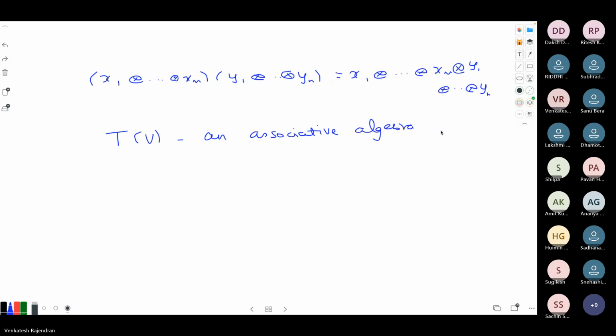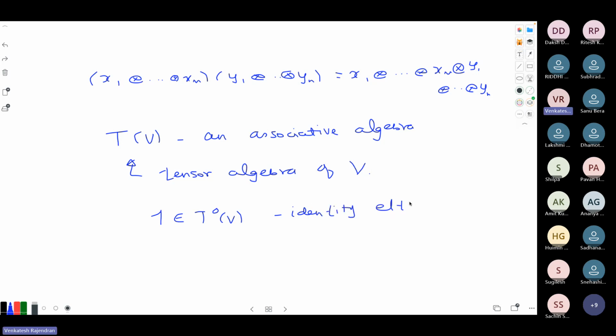Okay, and this is also called the tensor algebra of this capital V. Now note that the complex numbers are identified with T^0 V. So in particular, there is 1 inside this T^0 V, and this is indeed the identity element, the identity with respect to the multiplication. So this makes T(V) a unital C associative algebra.